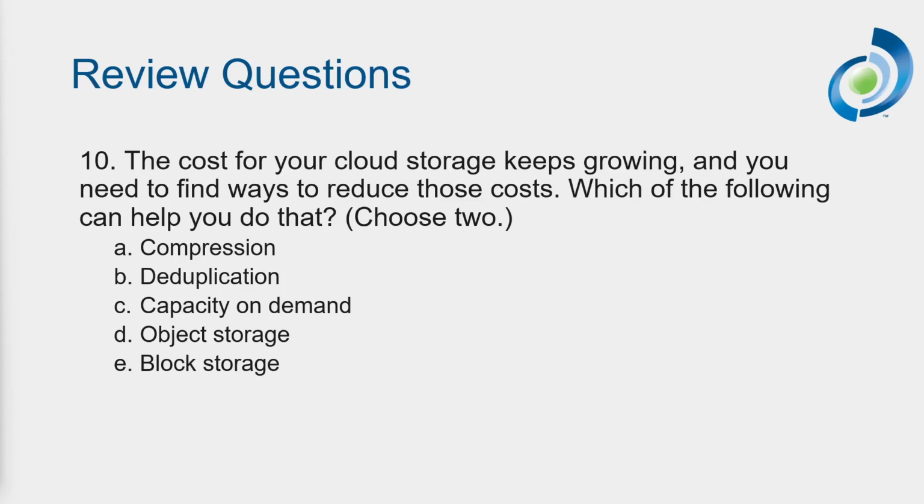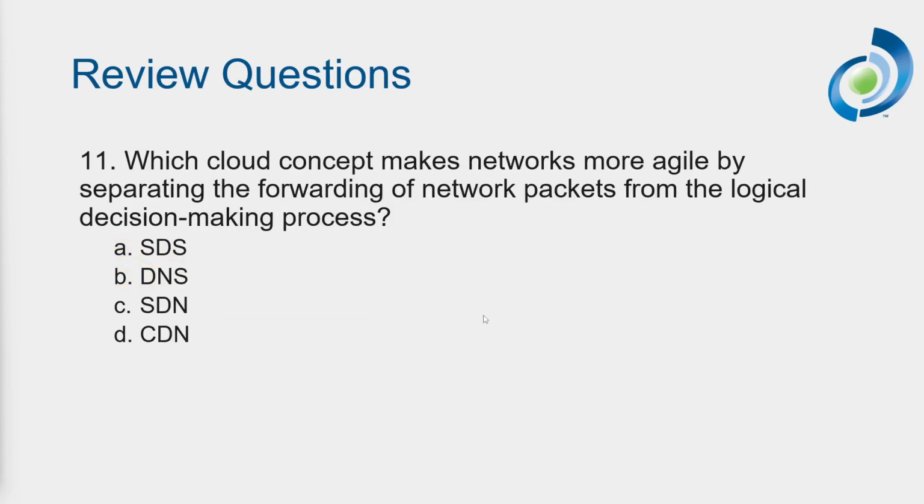Number 10, the cost for your cloud storage keeps growing, and you need to find ways to reduce those costs. Which of the following can help you do that? So we're going to choose two answers. Take a look at those. It's going to be the top two, compression and deduplication, sorry, not deduction. Number 11, which cloud concept makes networks more agile by separating the forwarding of network packets from logical decision-making process? This would be that SDN.